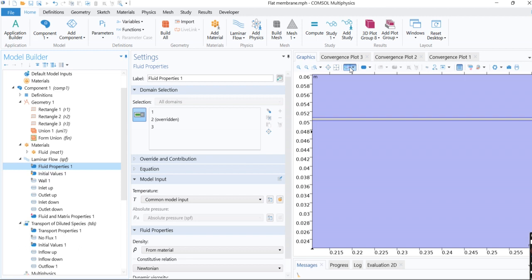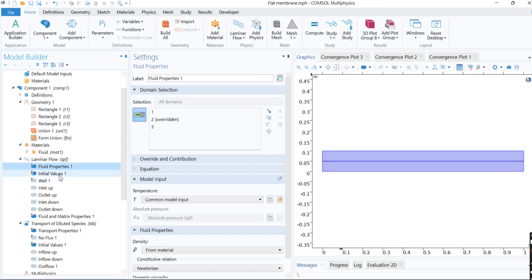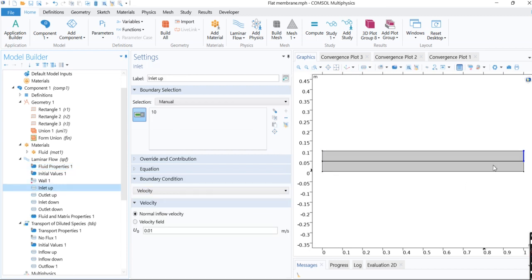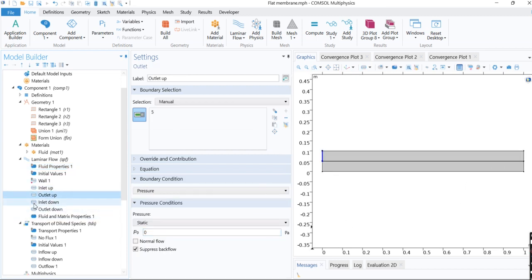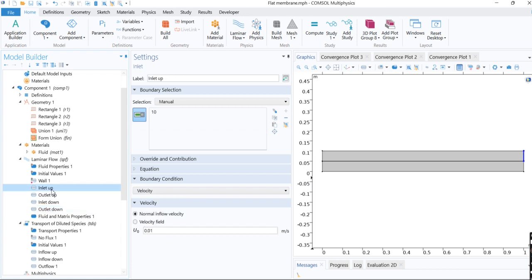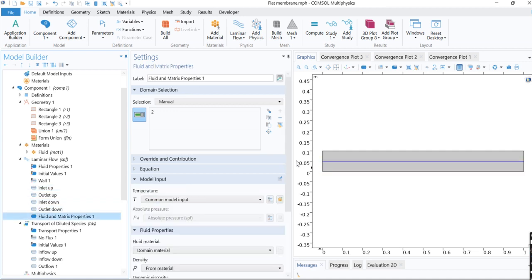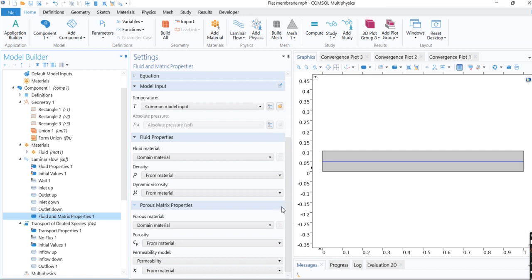So here is the fluid part, and we have a kind of co-current fluid. We have one inlet from this section and the outlet from here, and one inlet from this section and out from here. For the fluid and matrix properties, you use this feature that makes the effect of porosity, permeability, and its effect on the hydrodynamics of the fluid inside the porous membrane.